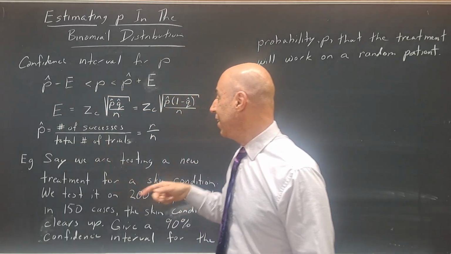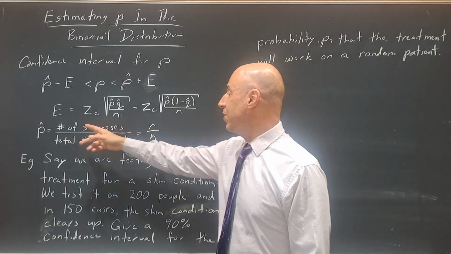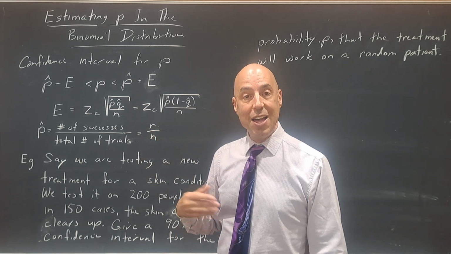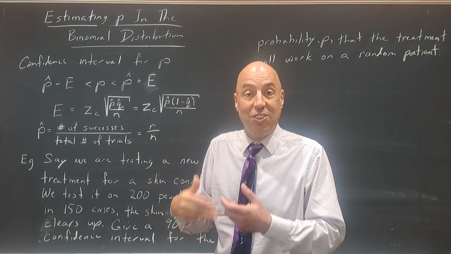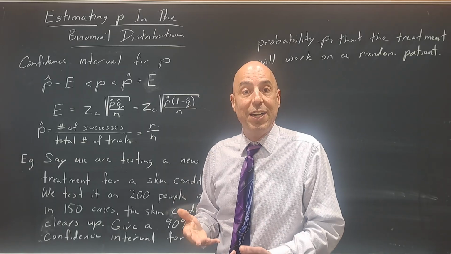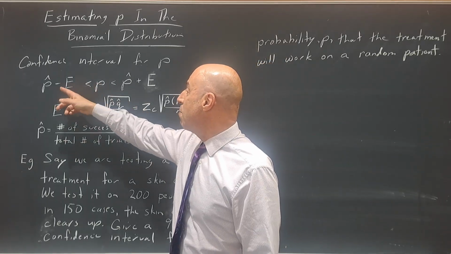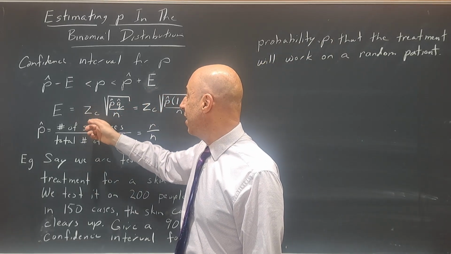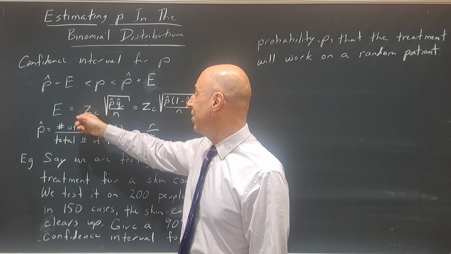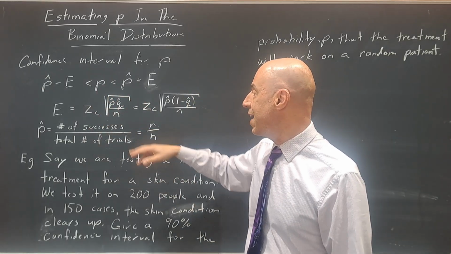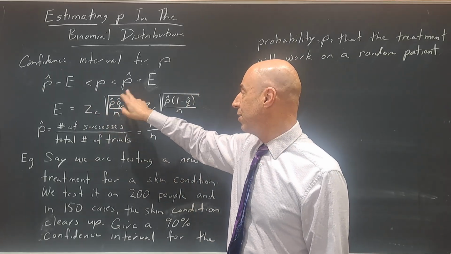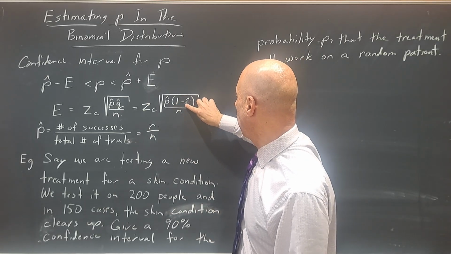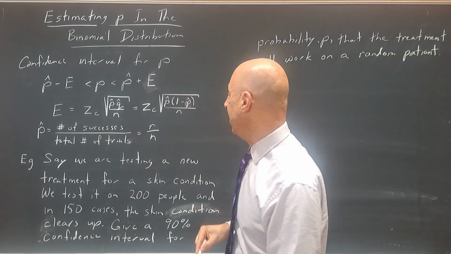Now P hat is when we do our independent trials, we count the number of successes, we'll call that R, divided by the total number of trials, we'll call that N, and that was its probability of success, its chance of success in the trials that we did. That's probably not going to be P exactly, but that's our best guess for P. And then to get the error, we take our confidence and take ZC, and then multiply that by the square root of P hat, Q hat, over N. Remember that Q hat is nothing more than 1 minus P hat.